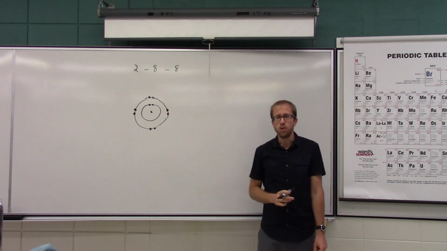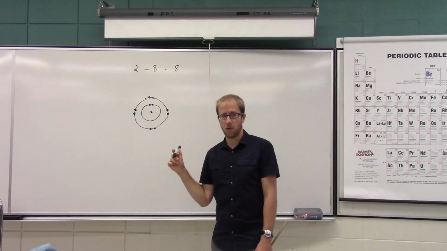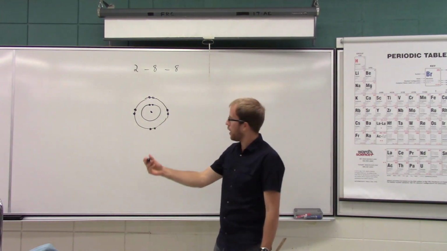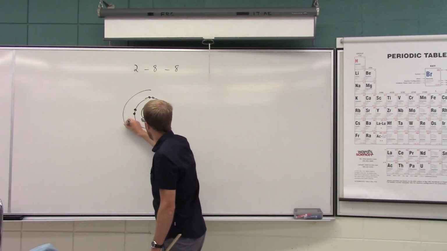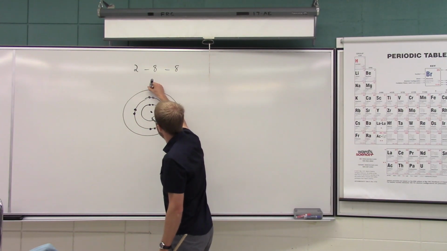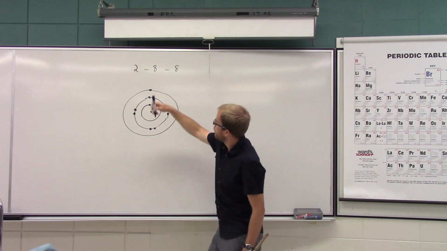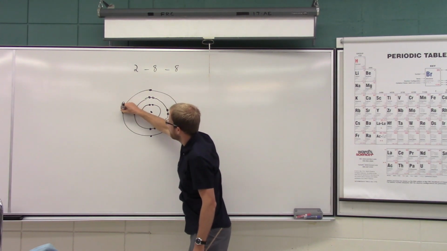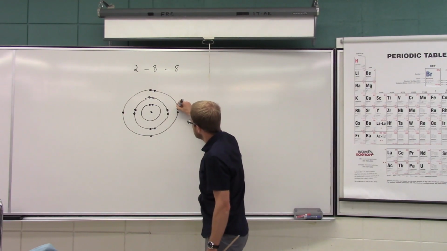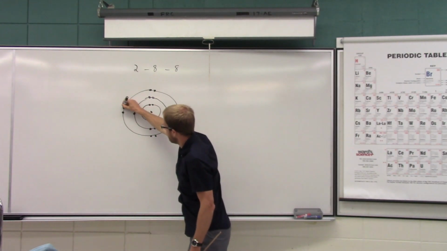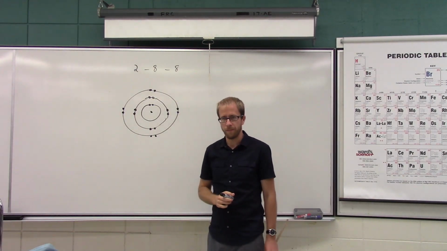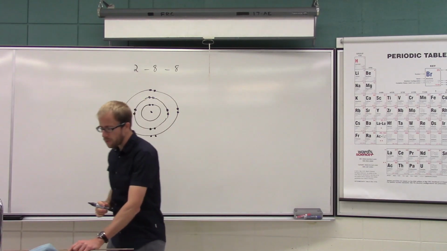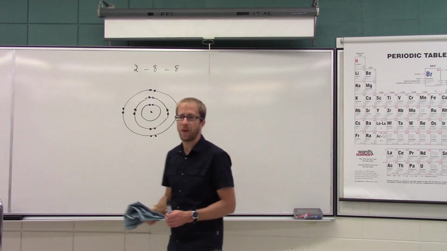Now, if I wanted to add another electron, what do I need to do? I have to draw another orbital. Same thing in this orbital: you'll fill it up 1, 2, 3, 4, 5, 6, 7, and 8. Does that make sense? Okay, so let's do a couple examples of what I expect you to do.